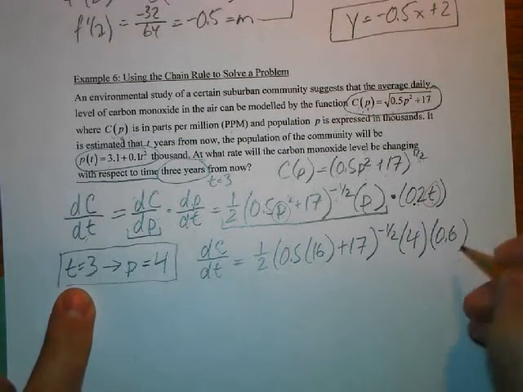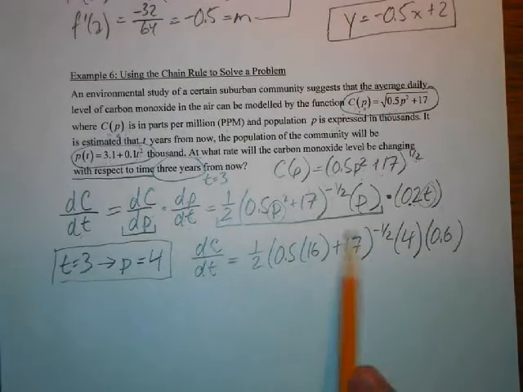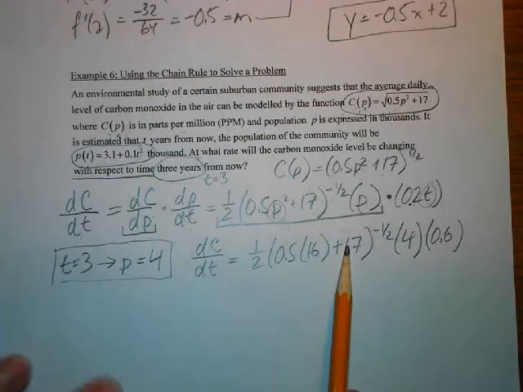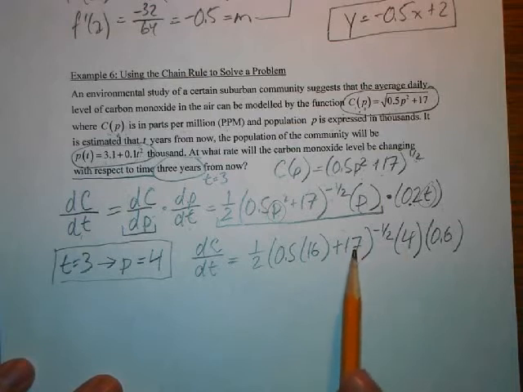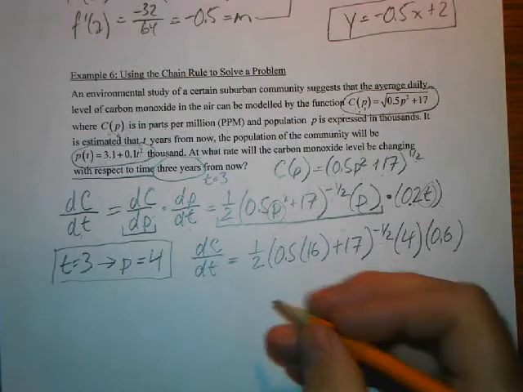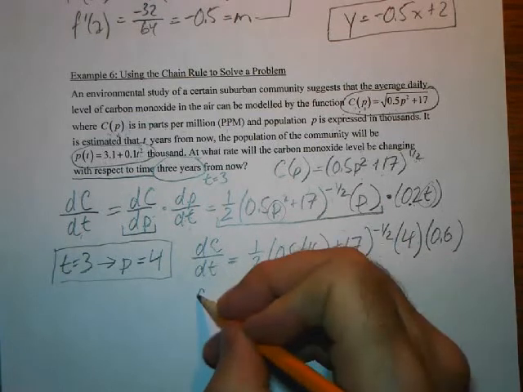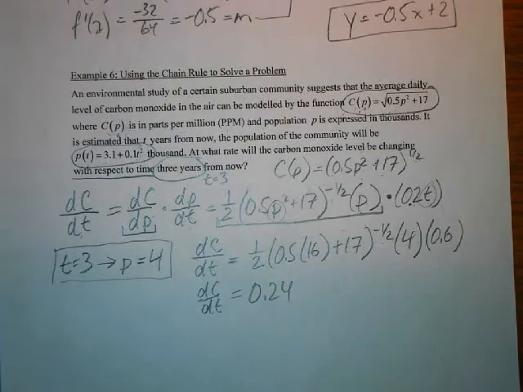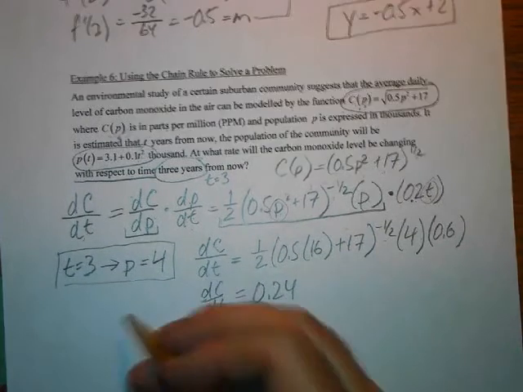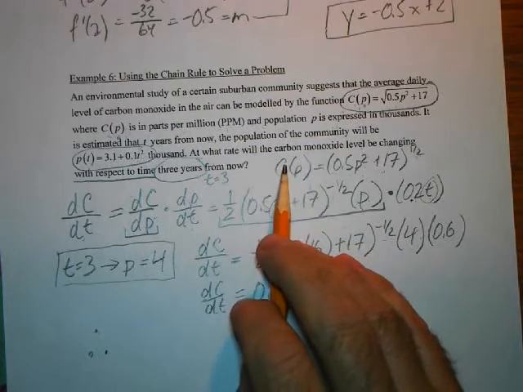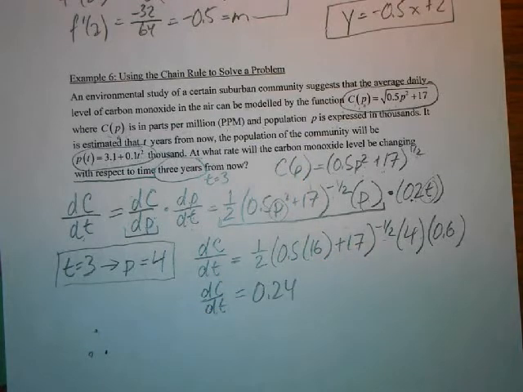Okay, so it's just a matter now of simplifying this. So this will be 8, sorry, 1/2 of 16 is 8, plus 17 is 25. And so this is 1 over the square root of 25, which is 1/5, times 1/2, times 2.4. That actually works out to be 0.24. Okay, so that was a fairly complicated looking problem. I'm going to finish this off with a word answer. Always good to read the question again to put the words right. At what rate will the carbon monoxide level be changing with respect to time?